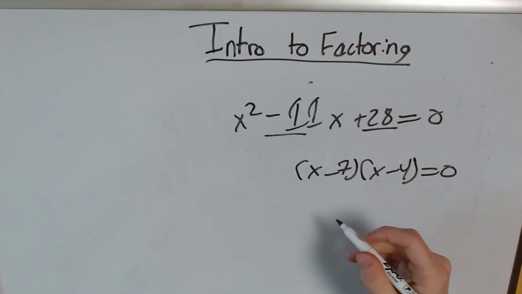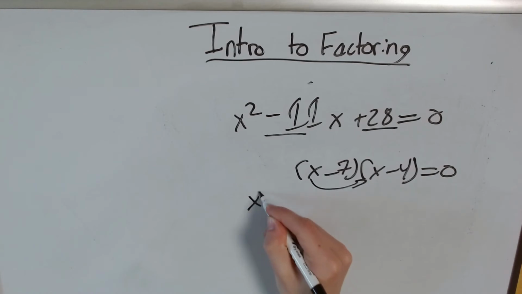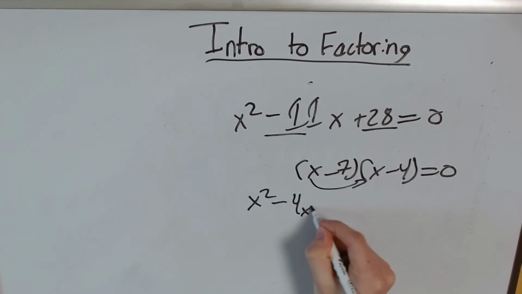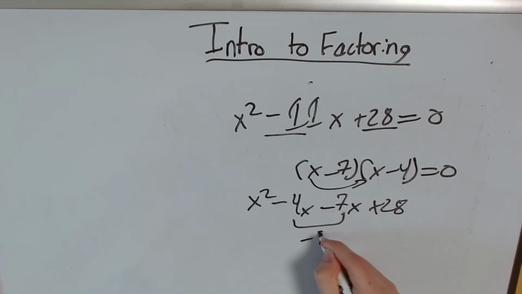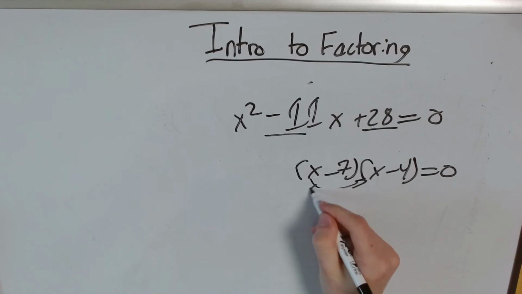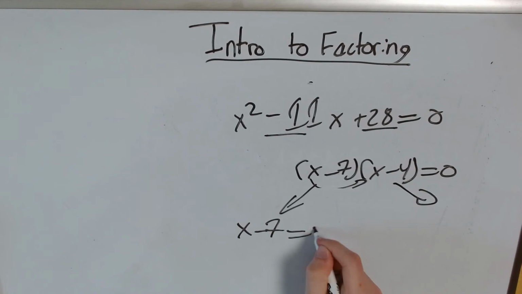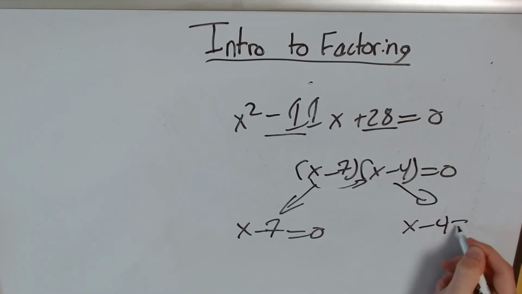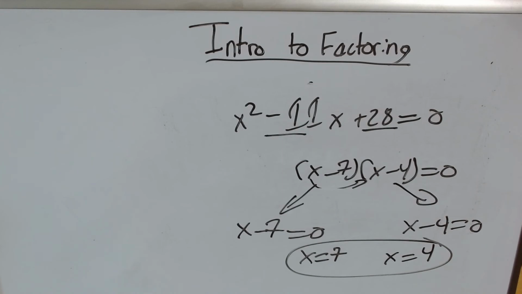And if we wanted to check our work and make sure we factored correctly, we can always do the distributive property. X squared minus 4x minus 7x plus 28. Combine those two together, that's negative 11x. So when we factor, we distribute out, we do get the same thing as we started with, which means we factored correctly. Now, we split this into two linear equations. X minus 7 equals 0, and x minus 4 equals 0. So we have x equals 7 and x equals 4. And those are our solutions.